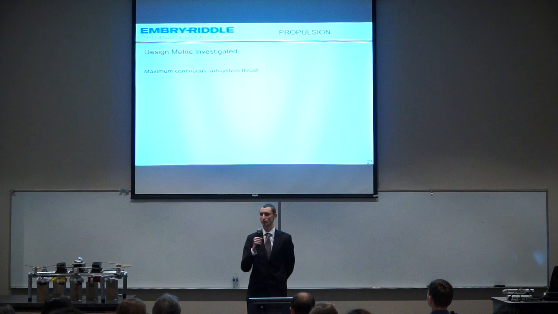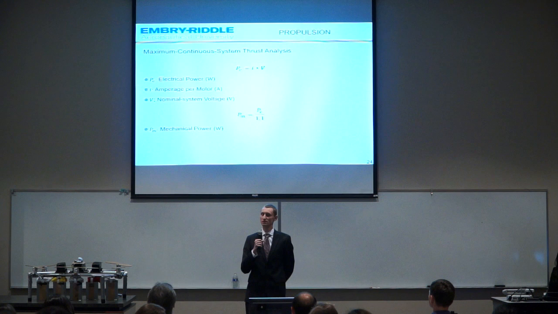Now, to do this first, we needed to find the electrical power that was available to us. This was done using the equation towards the top of the slide, where P sub E is the electrical power, I is the current, and V is the nominal voltage.